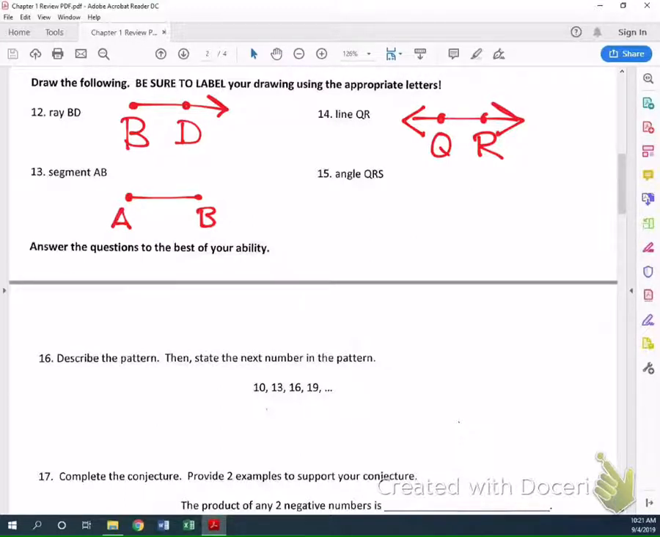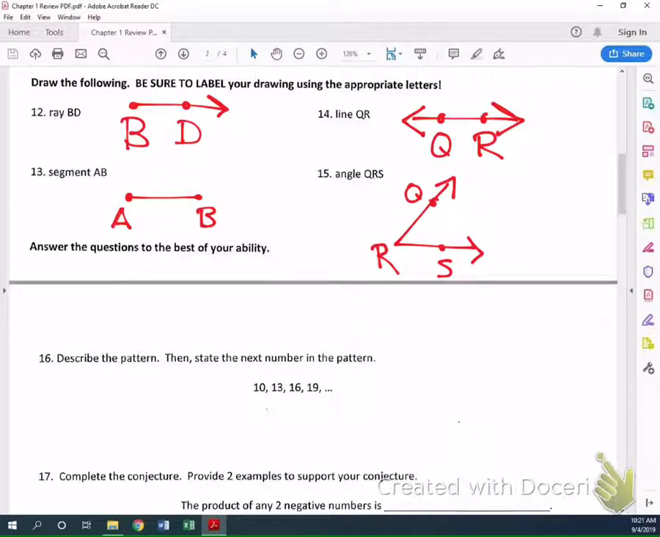And then number 15, angle QRS. So Q, R, and S. The order is important on that point. The letter that's in the middle has to be the point on the vertex, okay? This has to be R. And then Q and S, they could go either way.